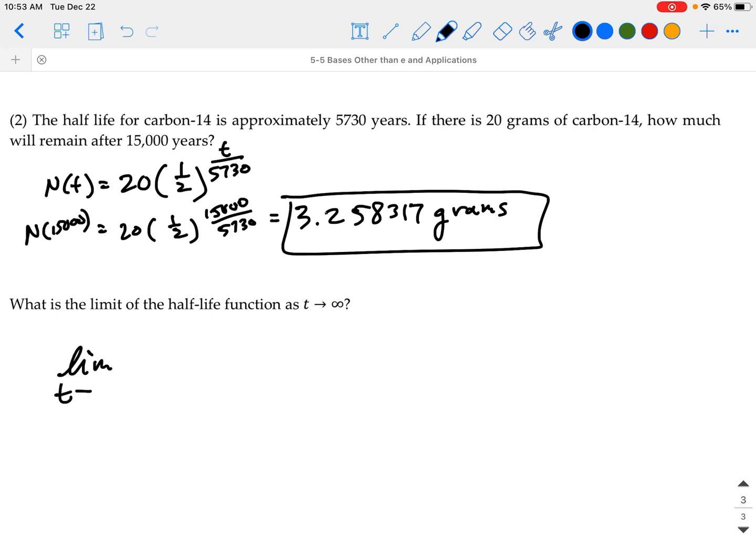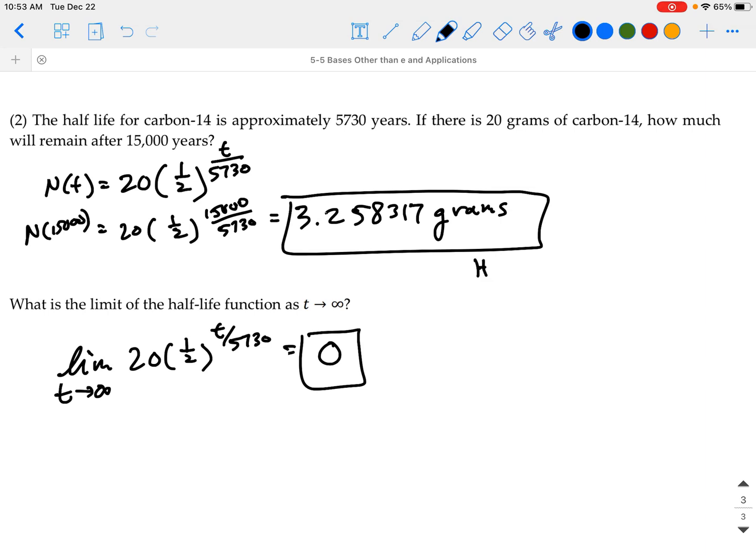So that would be the limit as t goes to infinity of 20 times 1/2 to the t over 5730. And really all we need to care about is what our function is doing. Is it decay or growth? It's clearly decay, which means the amount of our quantity is going to shrink to 0. Right, so it's going to get closer and closer to 0 as time passes on.